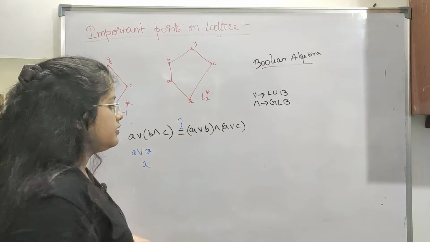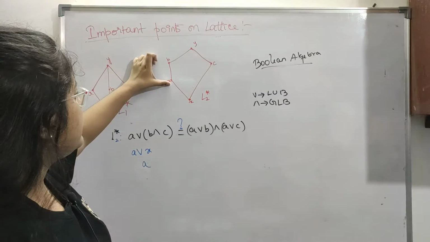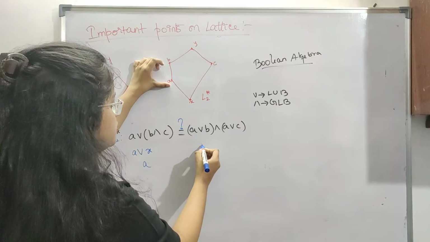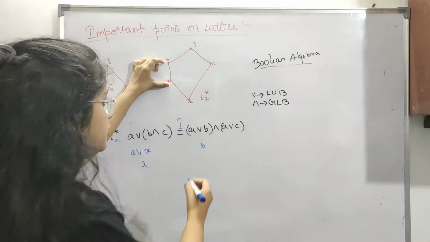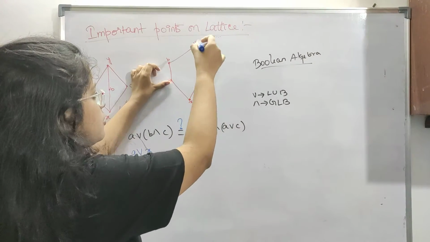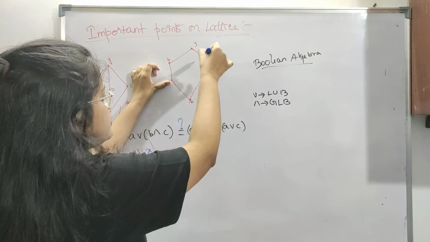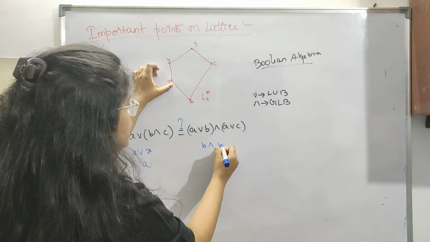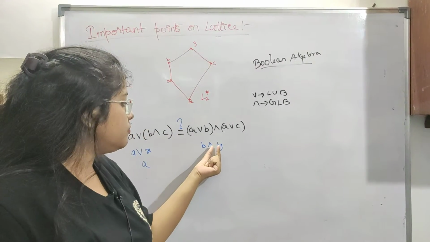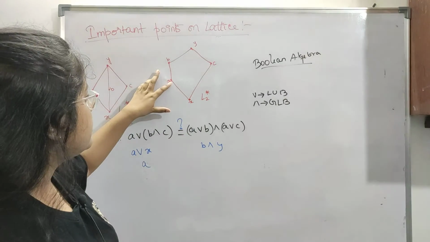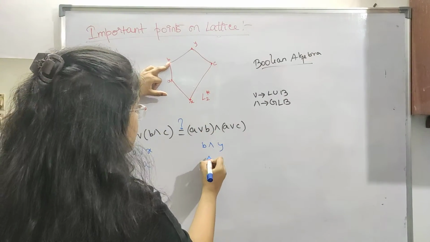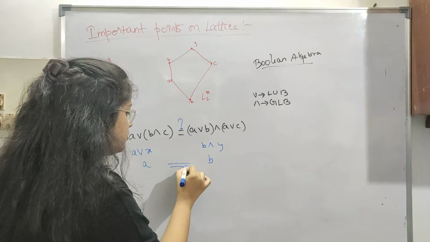Now let's see the right side. A LUB B: A and B, the lowest upper bound is B. Now GLB with A LUB C. A and C, the lowest upper bound is Y. Now B and Y, B is here, Y is here, the greatest lower bound is B. So now you can see A is not equal to B.